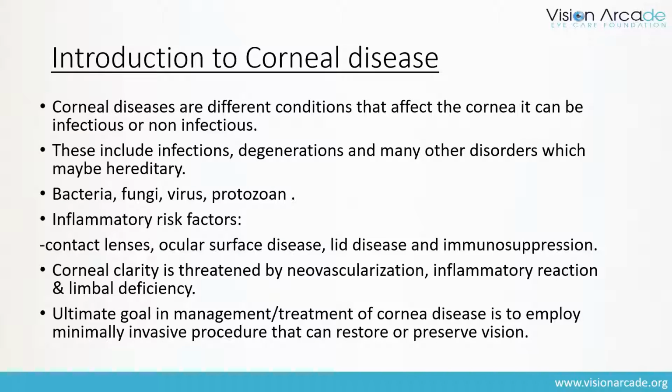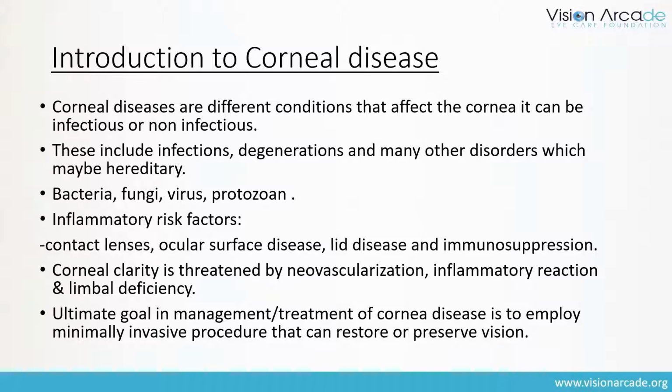So we'll go straight to the introduction to corneal diseases. From the name, you will know that corneal diseases are just conditions that affect the cornea. So it could be infectious, non-infectious, degenerative, or hereditary disorders. Some of the infections could be from bacteria, fungi, viruses, protozoans, and then we have inflammatory risk factors as well. So when you hear about keratitis, it's just a way of describing an inflammation of the cornea.